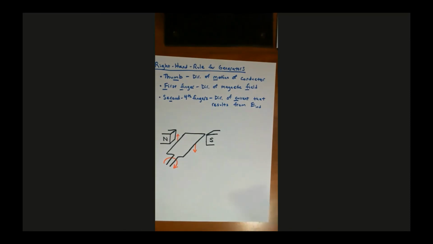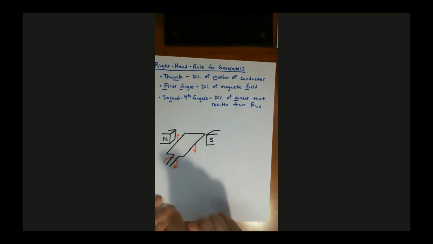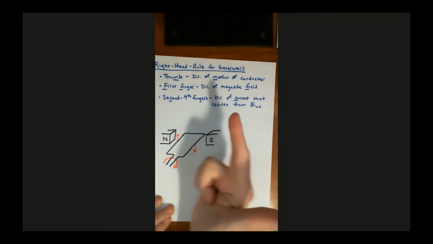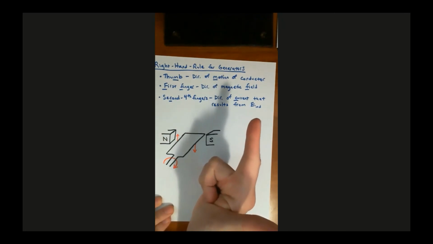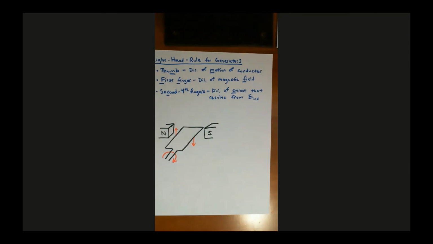Okay, so I know that when I apply the right-hand rule for generators, my thumb, if we're applying it to this wire segment, is going to be up. And now I have to align my first finger with the direction of the magnetic field. This is where it's important. I said it would come into play soon, and this is where it does, because we need to know the direction of the magnetic field.